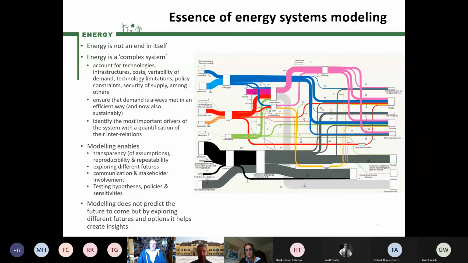And most important, what I want to say is really that modeling enables transparency. We make a lot of assumptions. Assumptions are usually not seen by the user of the model result or the policymaker or the decision maker. Modeling requires you to quantify. That allows the assumptions to be transparent. You can reproduce model results, repeat them, and explore different futures. Modeling is extremely helpful when it comes to communication and stakeholder involvement. Have you looked at that? You can go back and say, yes, my model did look into it. We can test hypotheses and policies and sensitivities and so on. But the model does not predict the future. We can explore with modeling different futures and options which help us to make plausible and reasonable decisions. Next slide.